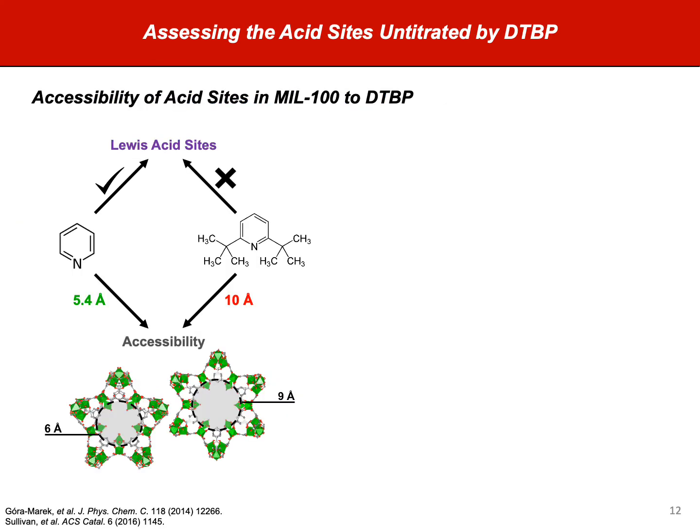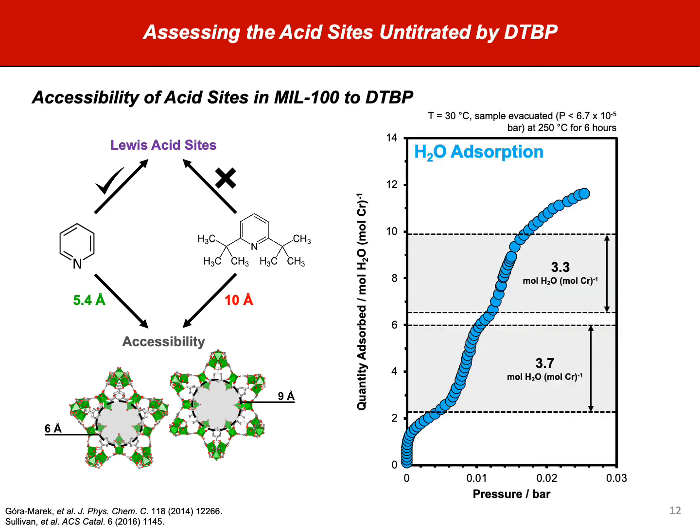And earlier in the talk we discussed two possibilities. One was the possibility of a contribution from Lewis acid sites, and the other was relating to the limited accessibility of DTBP to a portion of the Brønsted acid sites in MIL-100.